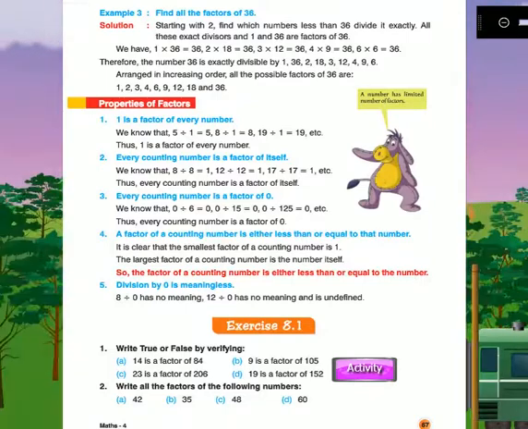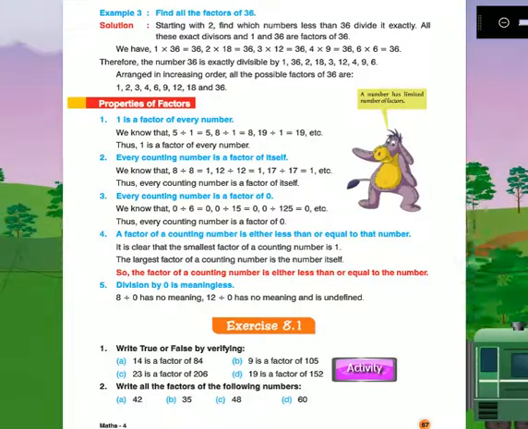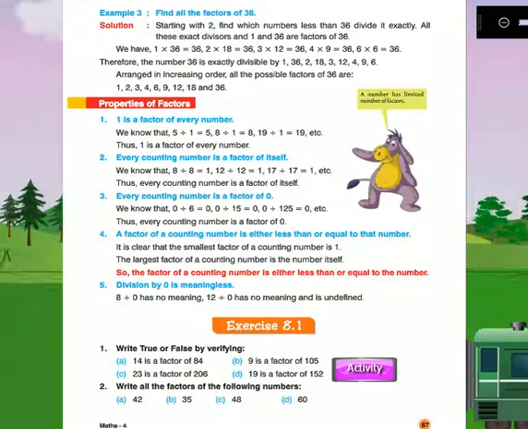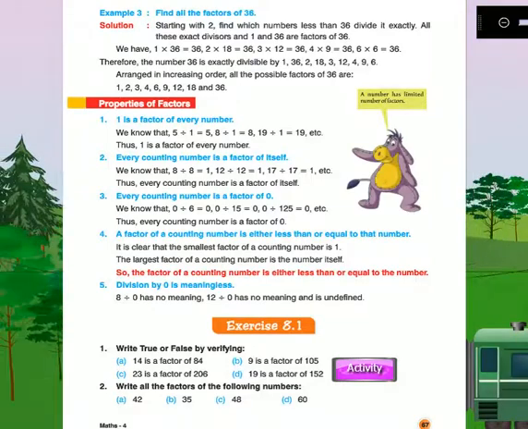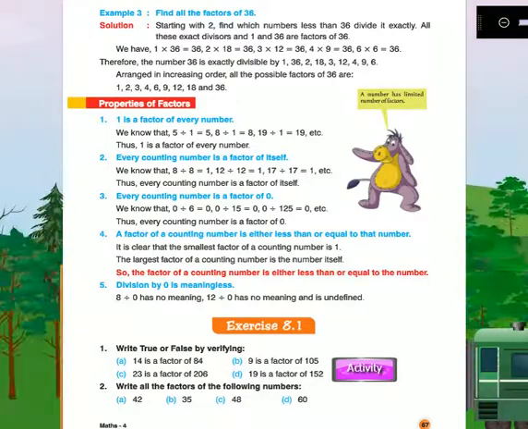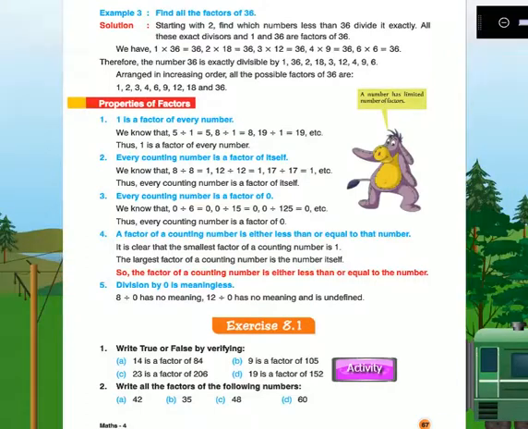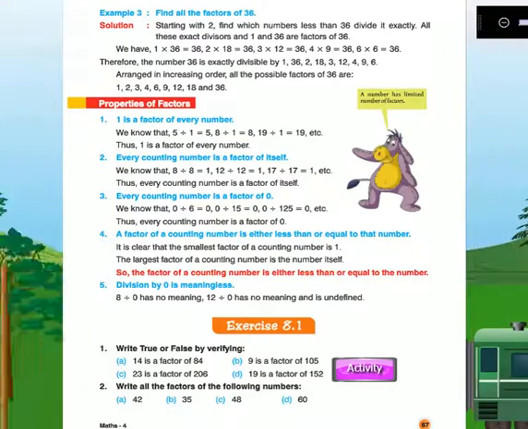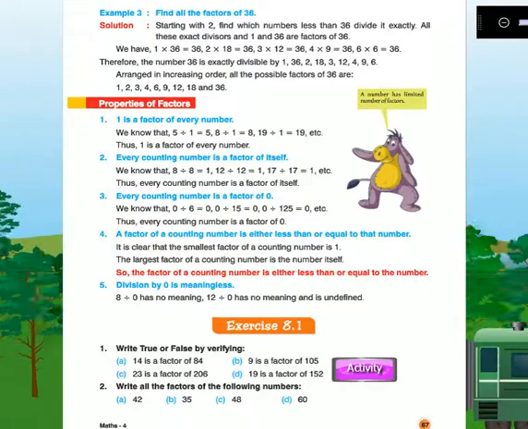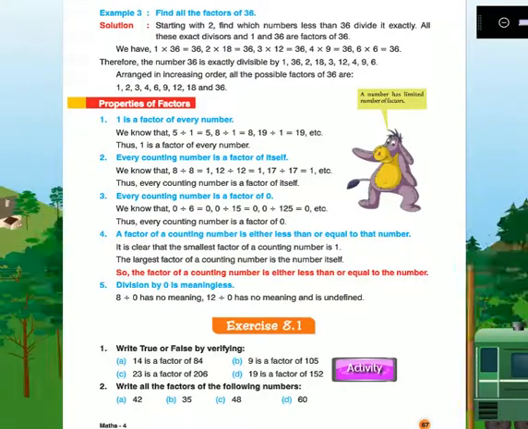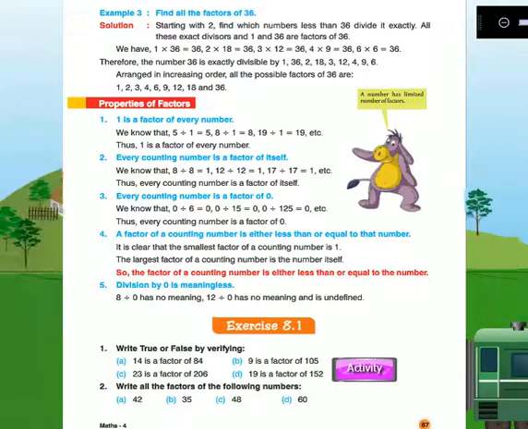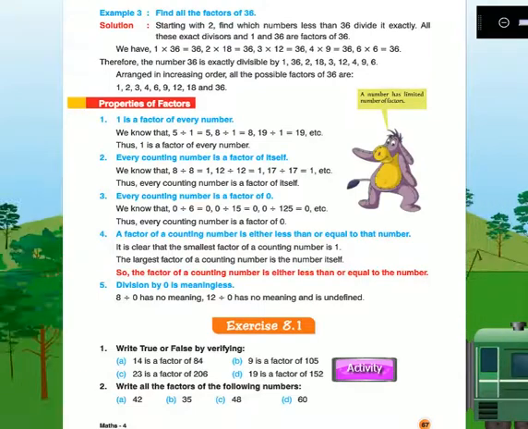Properties of factors. 1 is a factor of every number. We know that 5 divided by 1 is 5, 8 divided by 1 is 8, 19 divided by 1 is 19, etc. Thus, 1 is a factor of every number. A number has a limited number of factors.